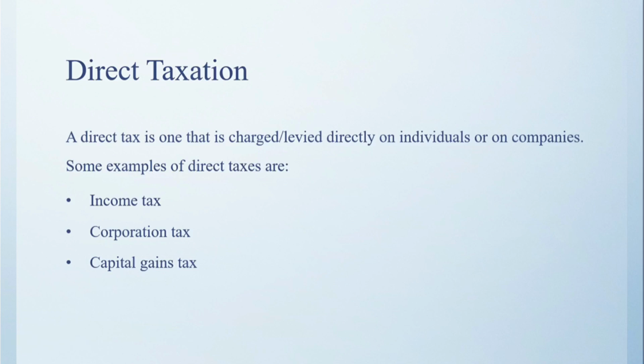And capital gains tax is for example, you buy an asset, right? A capital asset, you buy a business, you pay capital gains tax. And then you have transfer tax. As the name states, if you are transferring an asset, you inherit something, right? You have to pay tax on that too, right?